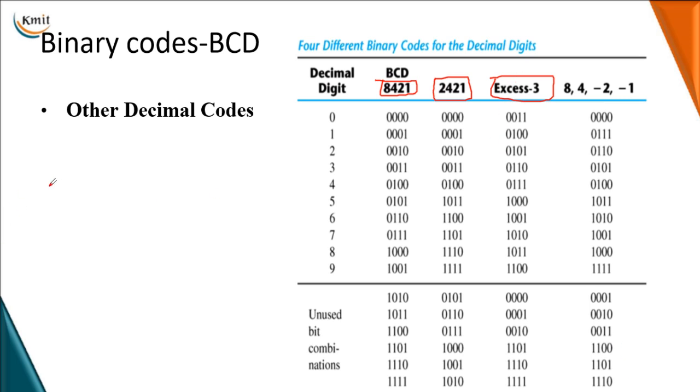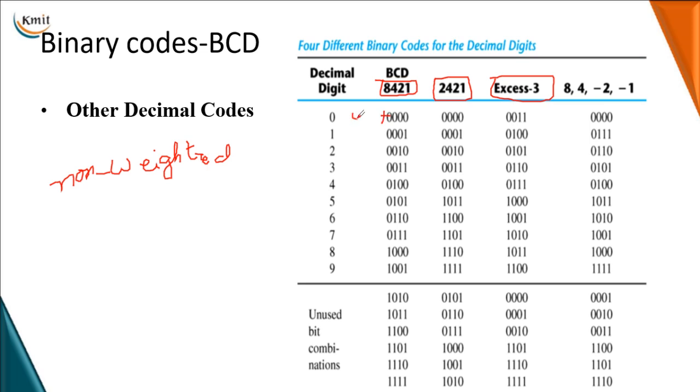So XS3 code is an example of non-weighted code. In this non-weighted code, you don't have positional weight. Coming to these non-weighted codes, another example of non-weighted code is the gray code. Now XS3 code is obtained by adding 3 to the binary number. So this is your given BCD number.